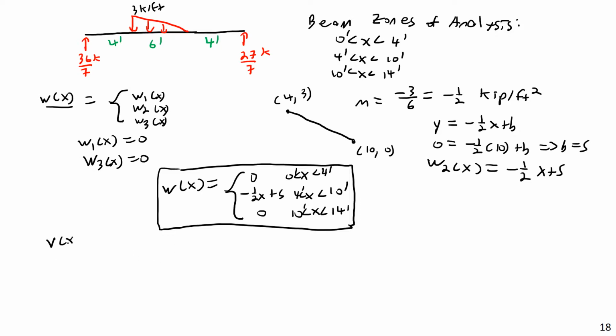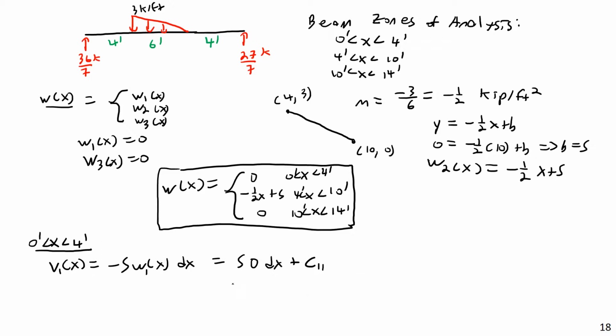Okay, V of x. Now that I have these, how might I want to do this? I might want to break these down into zones 1, 2, and 3. So I'm going to next look at when x is between 0 feet and 4 feet. I know that V of x is equal to the negative integral of w of x dx. To be consistent with what I've done previously, V1 of x is equal to the negative integral of w1 of x. However, this is just the integral of 0 dx, or just a constant, c11, the first constant of integration in zone 1.